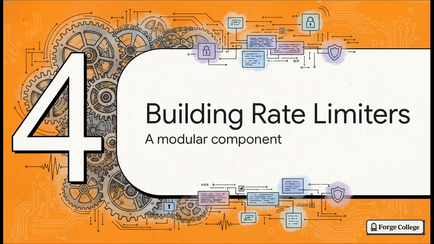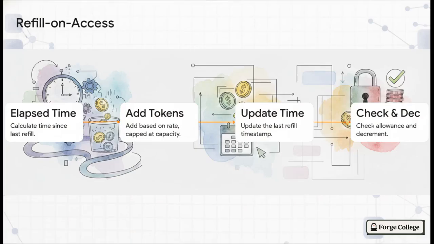All right, section 4, building the rate limiter. Now, instead of updating every single bucket on every single block, which, let's be real, would be an absolute gas nightmare, we use this really elegant refill-on-access mechanism. Step 1, calculate the elapsed time since the user's last action. Step 2, mathematically add tokens based on our refill rate, but strictly cap it so we don't exceed max capacity. Step 3, update the timestamp. And finally, step 4, check if they actually have enough tokens left to proceed. If they do, we decrement their balance. It's a beautifully lazy evaluation method that just works wonderfully.